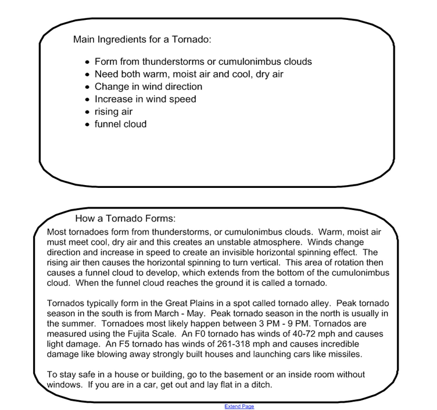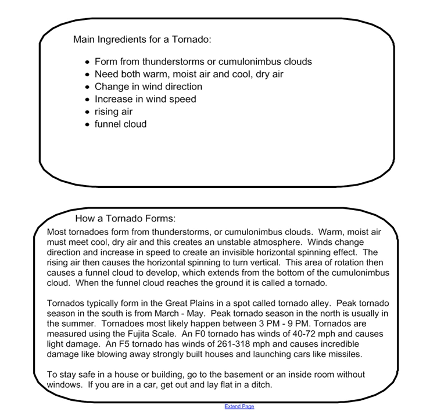So most tornadoes form from thunderstorms or cumulonimbus clouds. You have warm, moist air that must meet cool, dry air, and this creates that unstable environment. So winds change direction and cause an increase in speed to create an invisible horizontal spinning effect. And that rising air then causes the horizontal spinning to turn vertical, which is up and down. So this area of rotation causes that funnel cloud to develop.